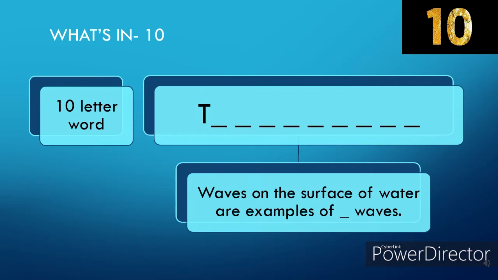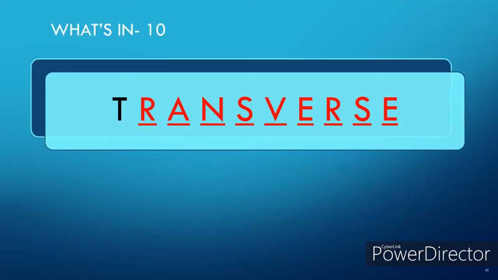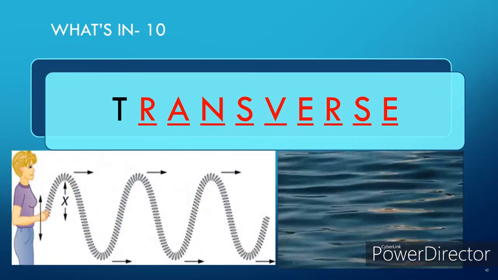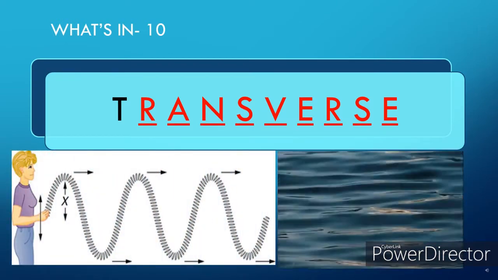It's a 10-letter word. Waves on the surface of water are examples of blank waves. What is that word? The correct answer is transverse. Waves on the surface of water are examples of transverse waves.